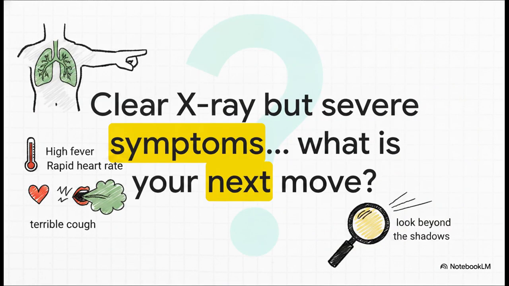So, as we close out this explainer, I want to leave you with a provocative question to chew on. If the x-ray comes back looking perfectly clear, but the patient sitting right in front of you has a high fever, a rapid heart rate, and a terrible productive cough, what's your next move? Well, the answer lies in everything we just talked about today. The biggest lesson here is that you always have to treat the patient, not just the picture.